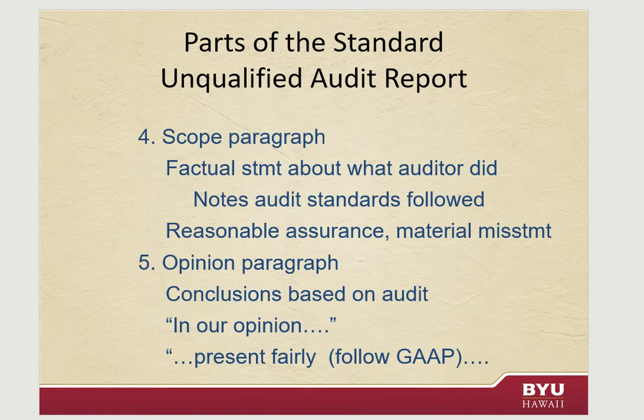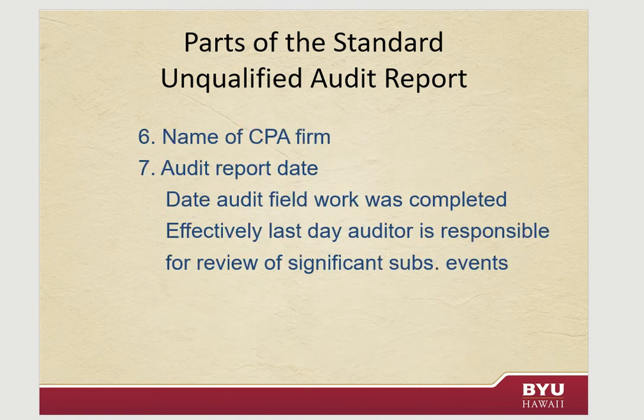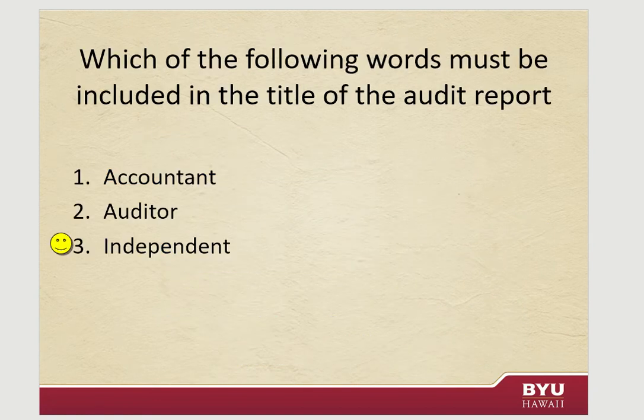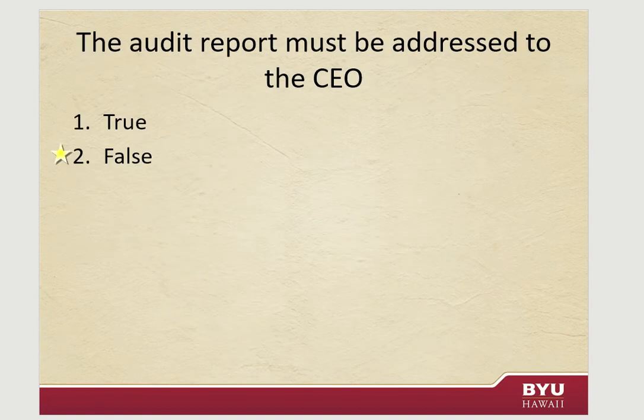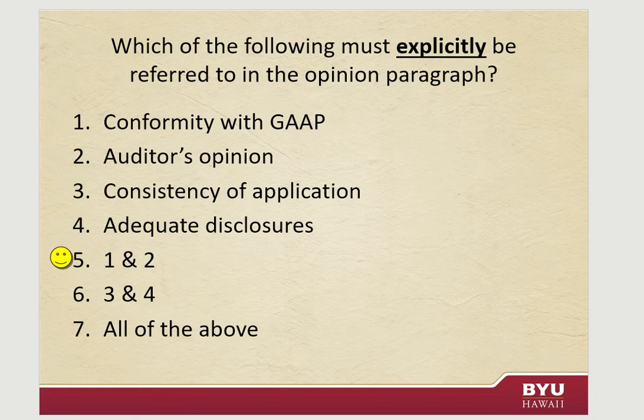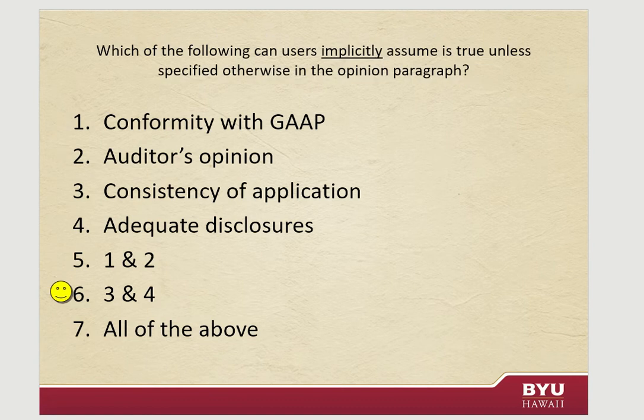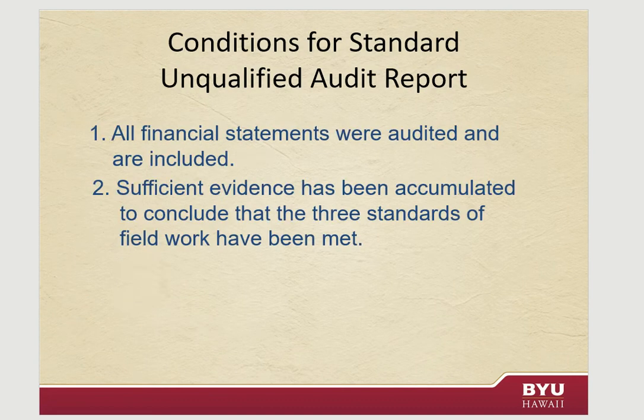These slides will give you what is part of an unqualified audit report, but your final quiz is open book, open note, so I don't know if you have to study these in depth because you can refer to these slides. We have to include "independent" in the title. Must the audit report be addressed to the CEO? No, it can be addressed to the shareholders or the board of directors. And these are the explicit versus the implicit items, which was in the first slide.